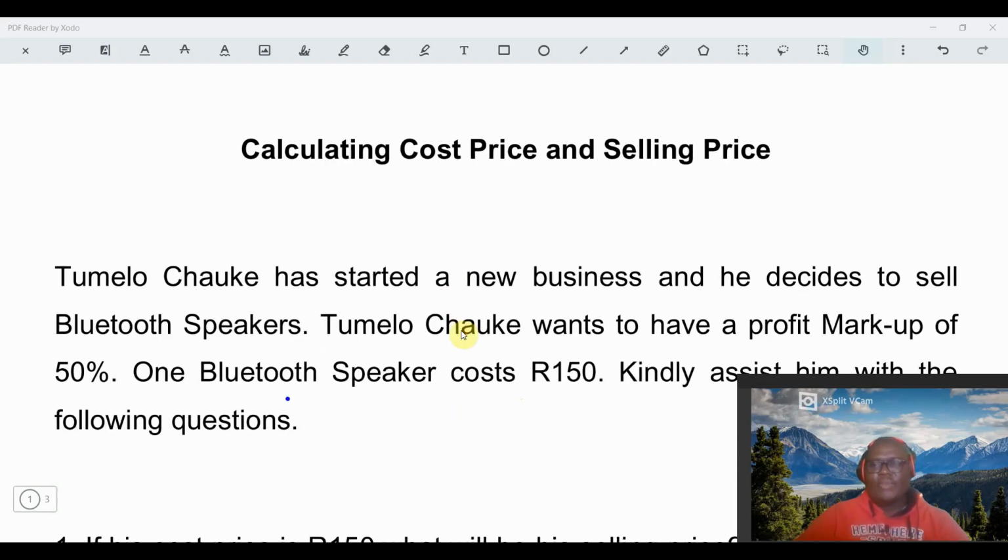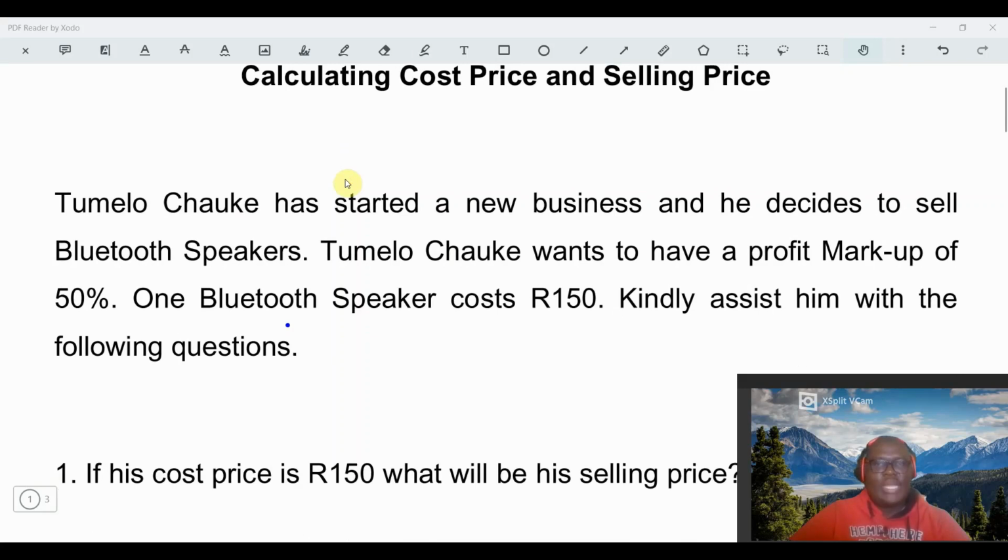Now we are given information that we will need to analyze and use to calculate the selling price as well as the cost price. Now from the information we are told that, I'm going to highlight the most important things that we need to take into consideration when we deal with this transaction. So it's very important for us to pay attention and focus.